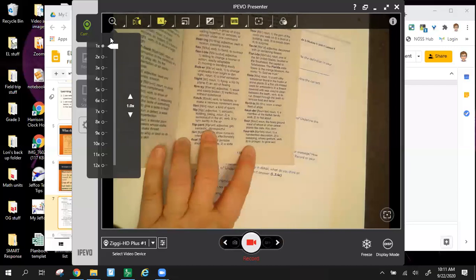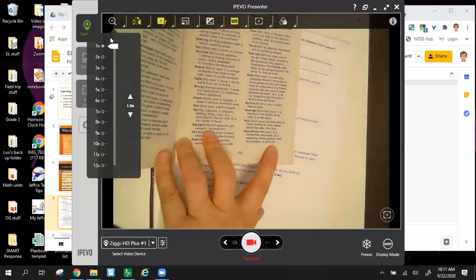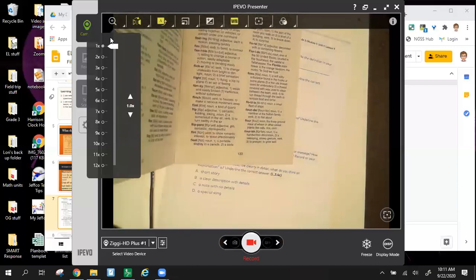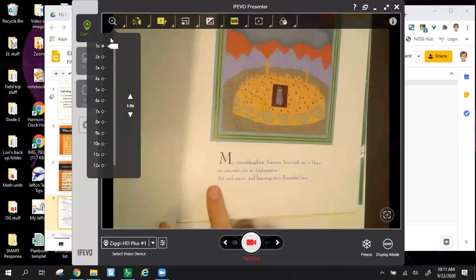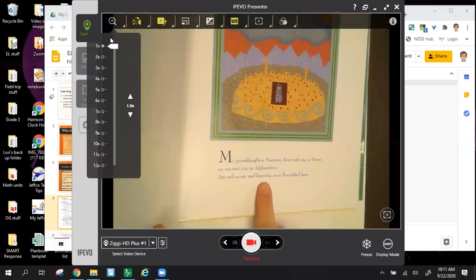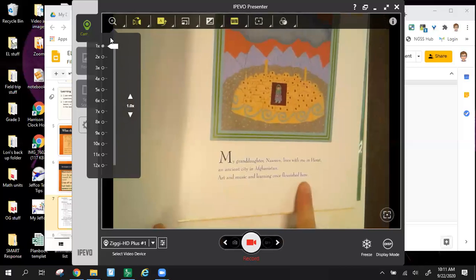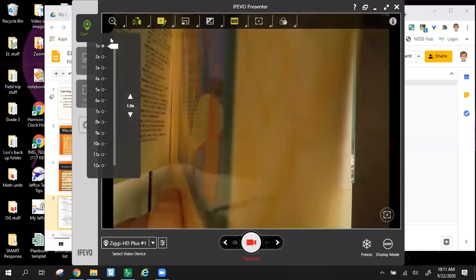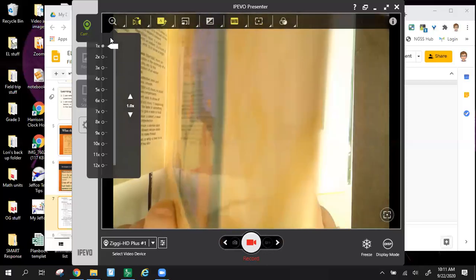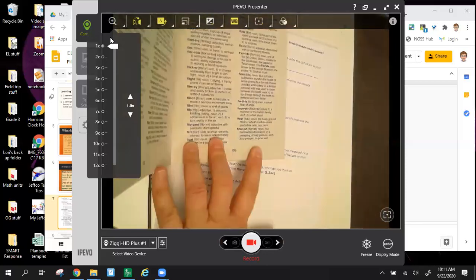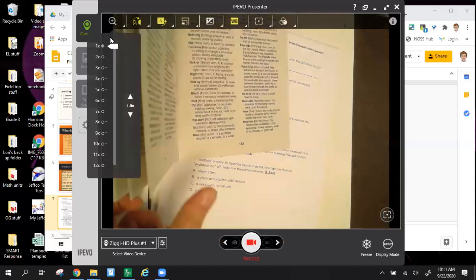To prosper, to grow well. Okay, let's see if that makes sense. Let's look back at our sentence. Art and music and learning once flourished here. Did it grow here? Did art and music prosper here? Ah, that is our answer. So we look at number 3 and we get ready to write on the line.